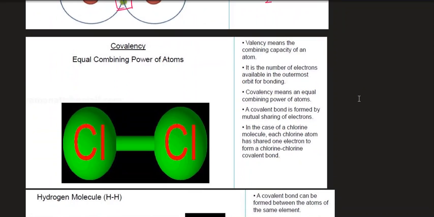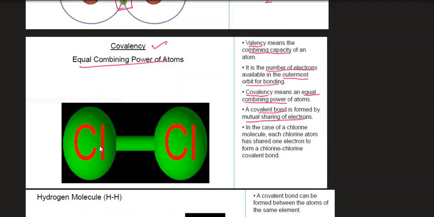So covalency is the equal combining power of atoms. First of all, we should know what is valency. Valency means the combining capacity of an element, of an atom. It is also the number of electrons available in the outermost shell or orbit for bonding. So what is covalency? It is the equal combining power of atoms. A covalent bond is formed by mutual sharing of electrons.